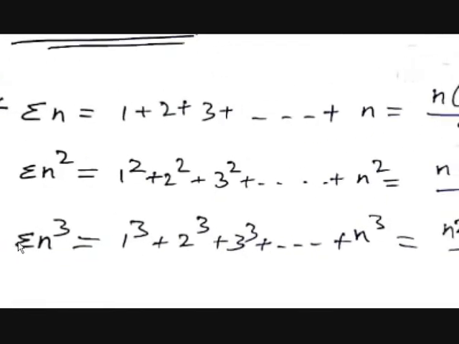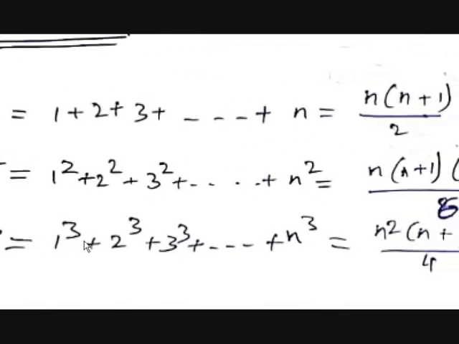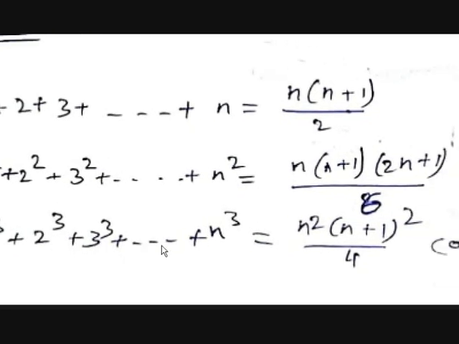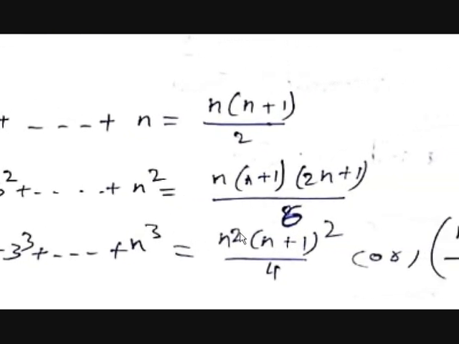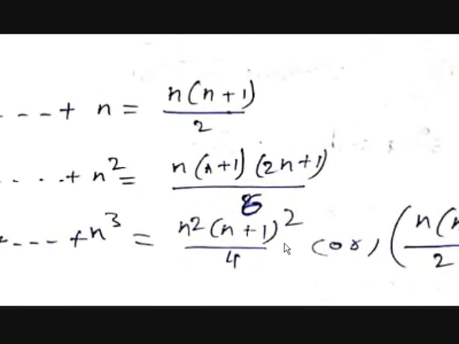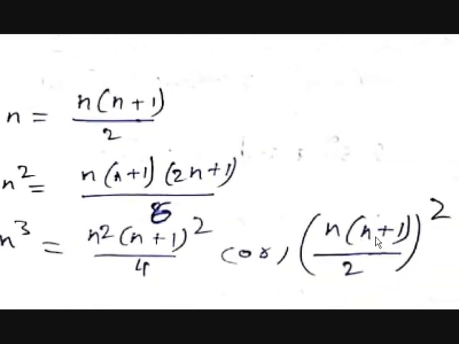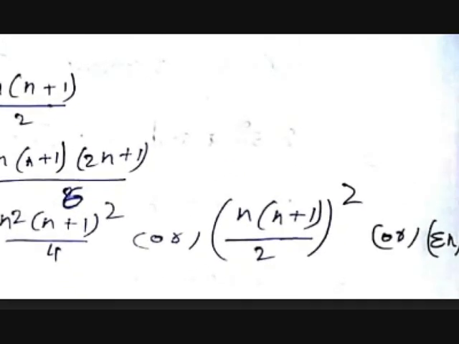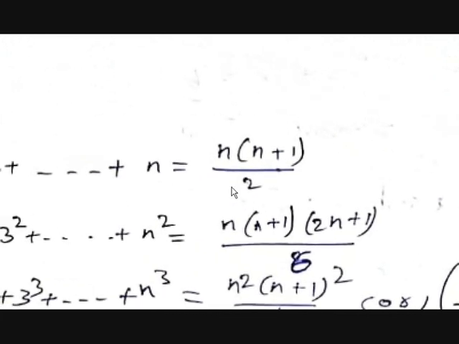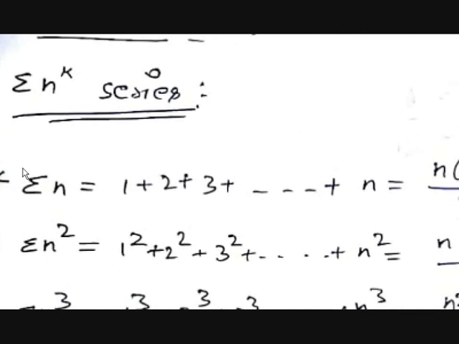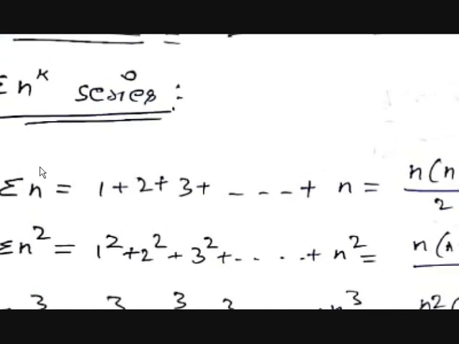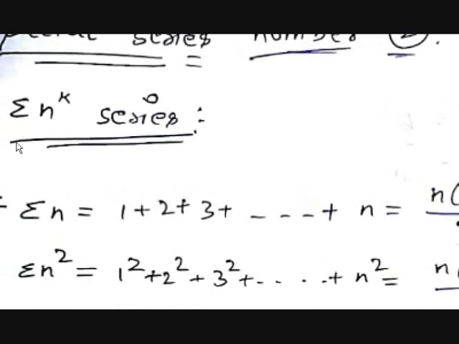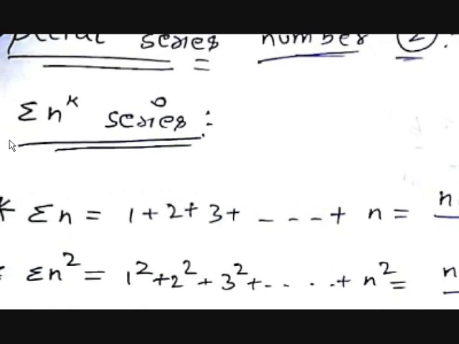And summation of n cube, meaning 1 cube plus 2 cube plus 3 cube and so on until n cube, is equal to n square into n plus 1 whole square by 4, or n into n plus 1 by 2 whole square, or summation n whole square. Such series are called series of the form summation of n power k. There is a method to prove such series.